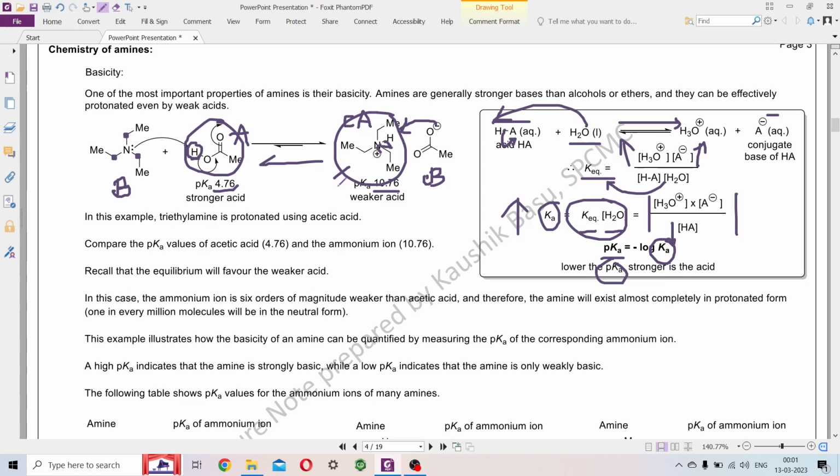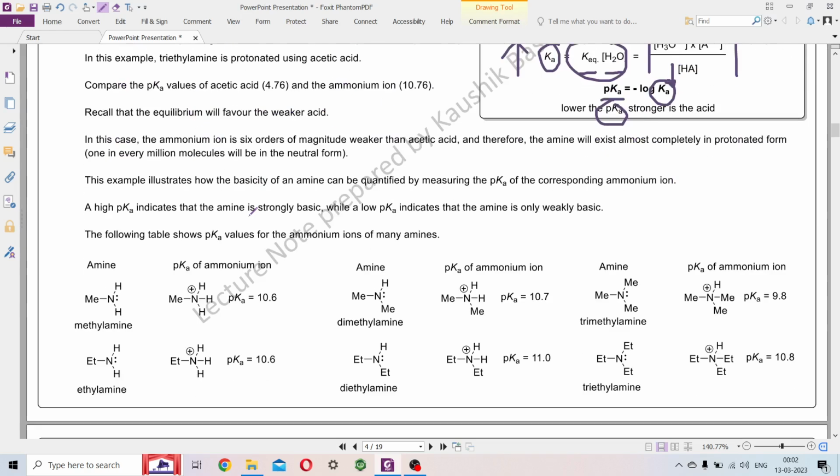So which one do you think is a stronger acid? We know that the lower pKa represents the stronger acid. So this one is a stronger acid compared to what? Compared to that one যার pKa value বড় আছে। So equilibrium will be from the stronger acid to the weaker acid. Armed with this information, we can check out a few values of a few amines.